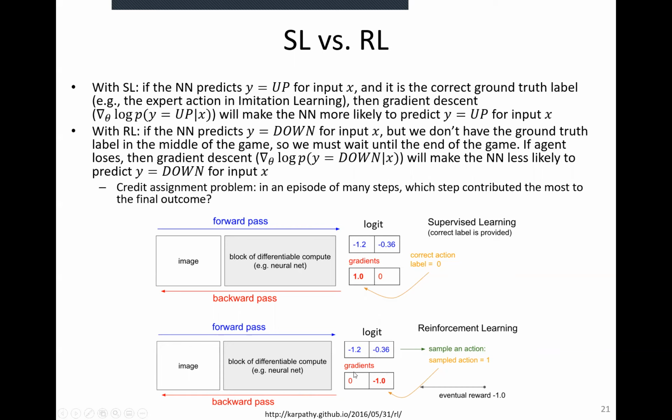So there's a credit assignment problem in an episode of many steps. Which step contributed the most to the final outcome? If you played a game of 100 steps, maybe one move is really the deciding move that won you the game. The others are just doing nothing. So which one is the contributing factor? That's a difficult problem in reinforcement learning.